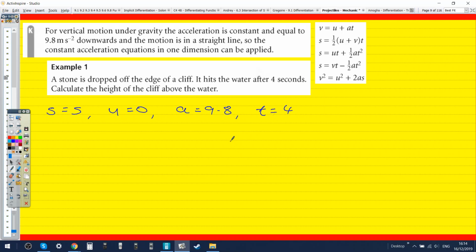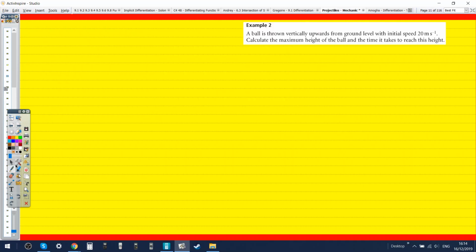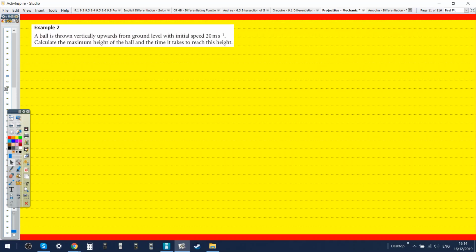Yes. And so s is equal to ut plus a half at squared, and you'll just sub them in. I think you'll be okay for that one. I think you're good. Okay. How about this one?